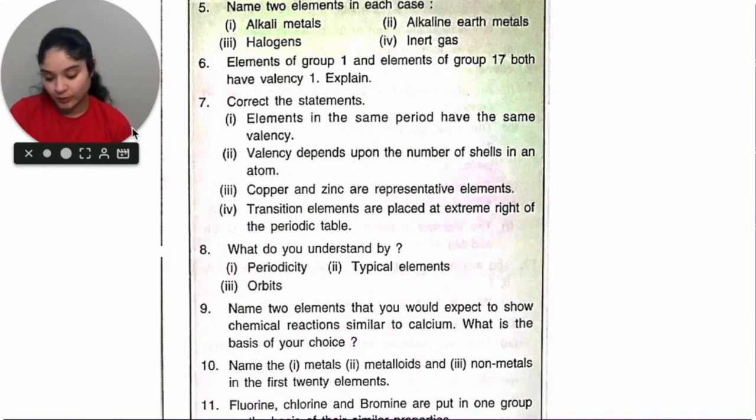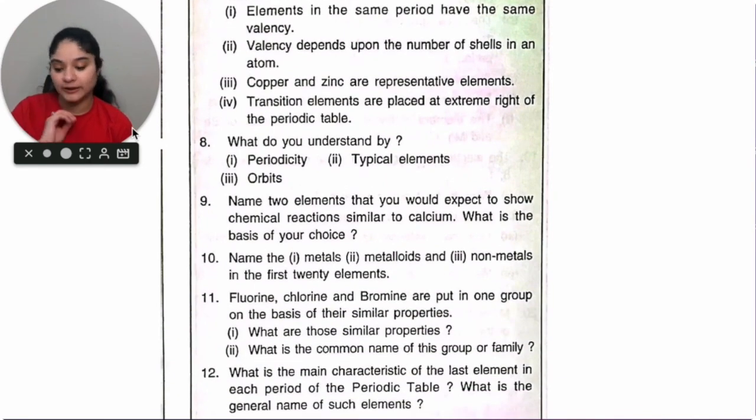When we move on to the next one, question number 10. Name the metals, metalloids and non-metals in the first 20 elements. So let me take reference from the periodic table. So when I talk about metals, you would have lithium, beryllium, sodium, magnesium, aluminium, potassium, calcium. When we talk about metalloids, that would be boron and silicon. Non-metals would be hydrogen, helium, carbon, nitrogen, oxygen, fluorine, then neon, phosphorus, sulfur, chlorine, argon. So those would be your non-metals.